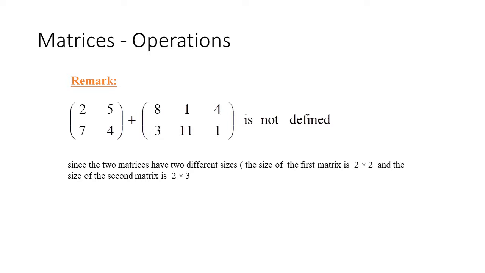Since the two matrices have two different sizes, the size of the first matrix is 2 cross 2 and the size of the second matrix is 2 cross 3. So therefore, when we want to add or subtract, we should have two matrices of the same size.